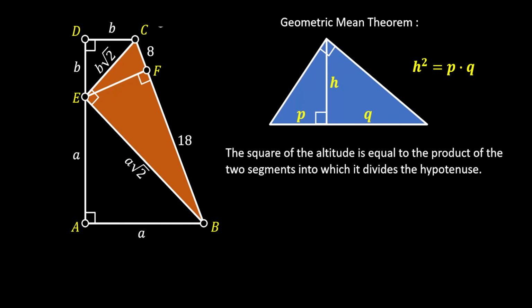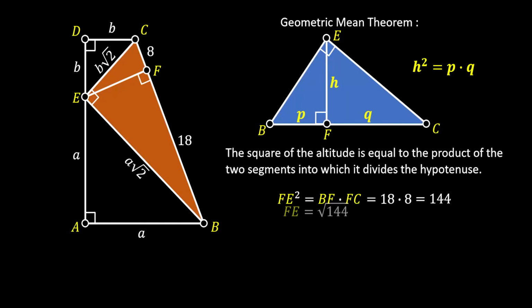So, if we label our triangle on the right the same way as the orange triangle on the left, you can see that our height, FE squared, must be equal to the product of the segments BF and FC. And if we substitute our values from the left, we will get that FE must be equal to square root of 144, which means that FE must have the length of 12.